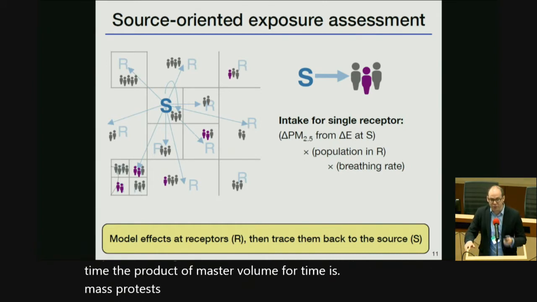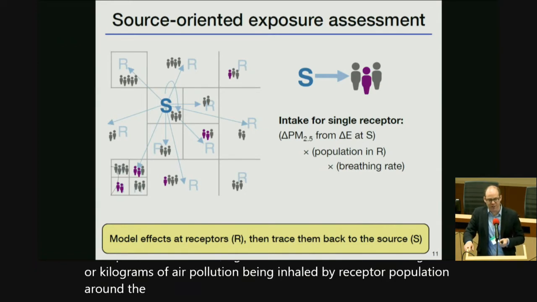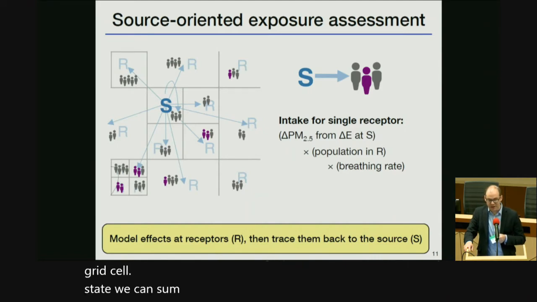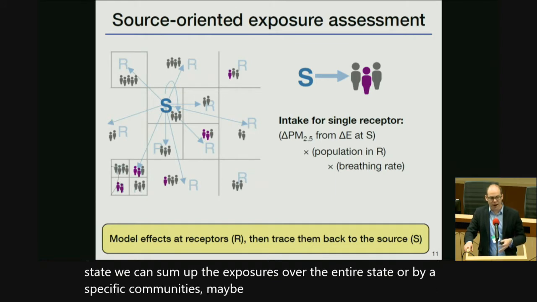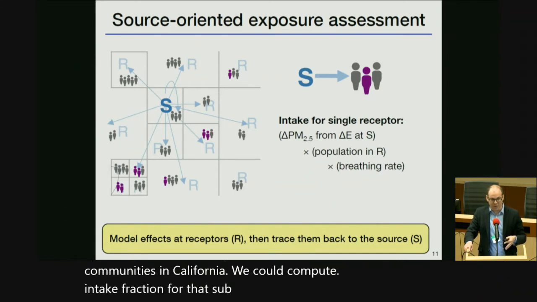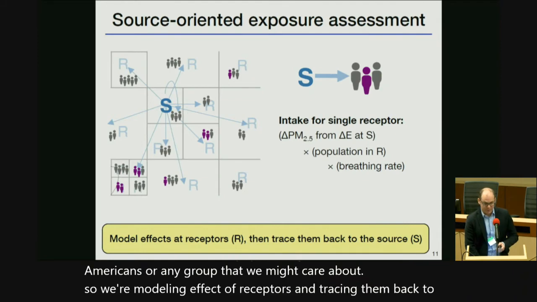So that's the intake rate, the grams or kilograms of air pollution being inhaled by a receptor population around the state. And one of the cool things about this metric is because we have demographic information about every grid cell in the state, we can sum up the exposures over the entire state or by specific communities. Maybe we're interested in low-income white communities in California. We could compute the inhalation intake fraction for that subpopulation, just as we could for high-income African Americans or any group that we might care about. So we're modeling affected receptors and tracing them back to the sources.